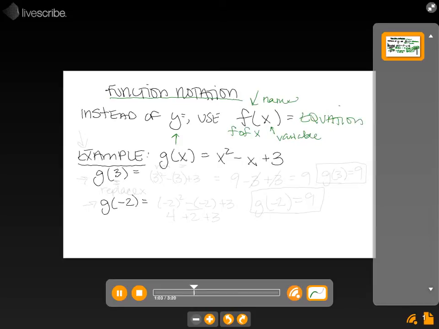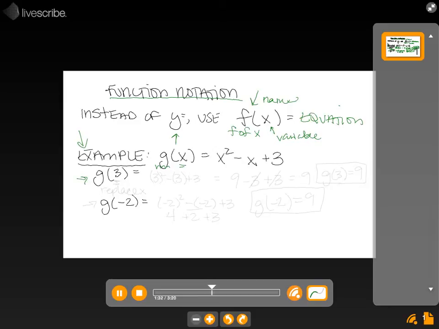A lot of times you'll be asked to evaluate using function notation, and that's where this example comes in. We have g of x equals x squared minus x plus 3. Notice g this time is the name of our function, and our variable is x, the only variable we have on the right-hand side. We want to know what g of 3 is.